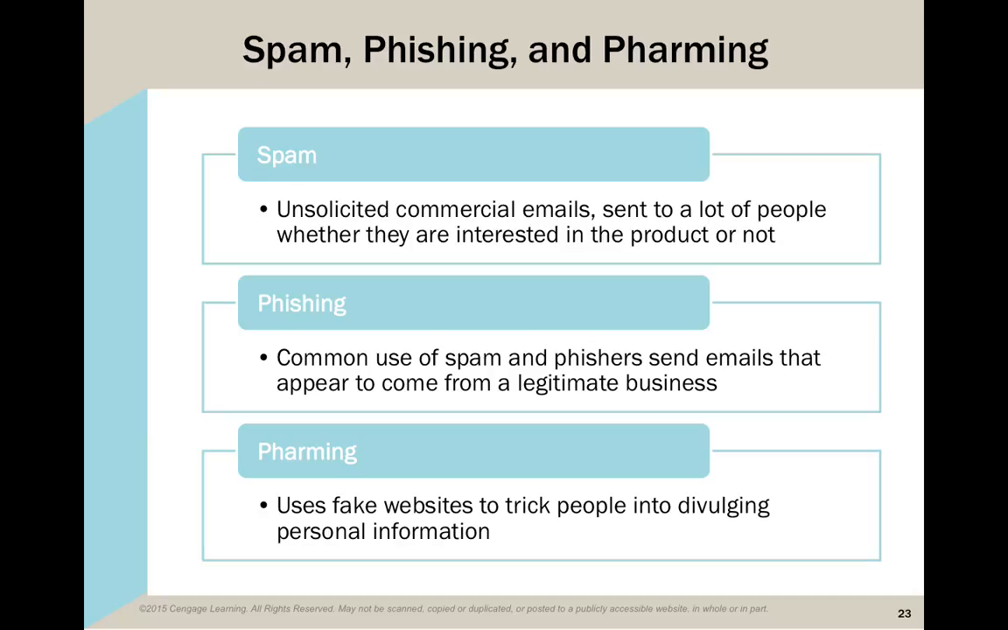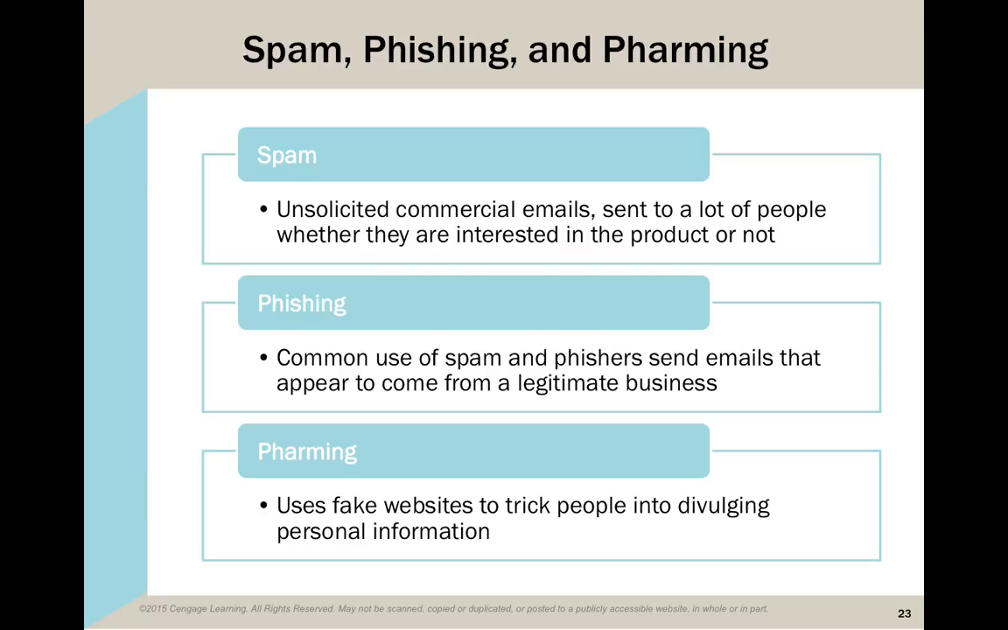Now, with spam, phishing, and farming, spam is so annoying. Spam clogs email inboxes, making it a tough task for people to find legitimate messages. And they are sent to a lot of people whether they're interested in the product or not. Phishing is another way in which spam is used, where it sends messages to legitimate businesses like credit card companies, banks, or retailers. Those are all examples. And they are trying to get your attention.